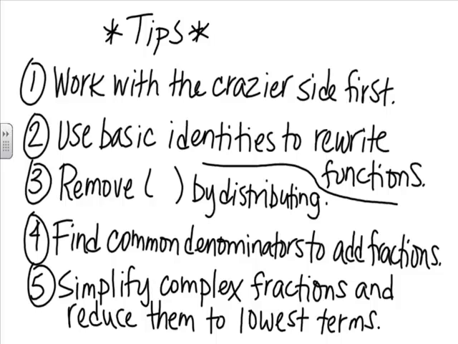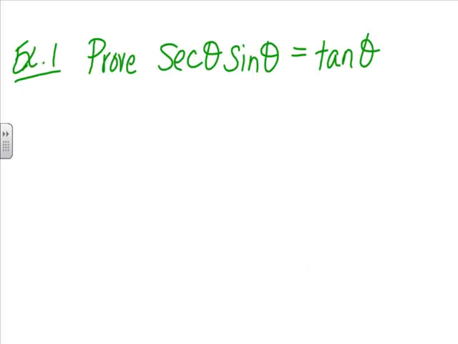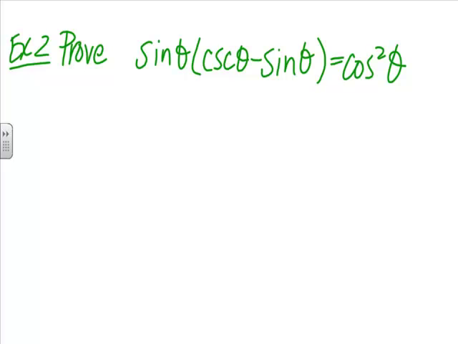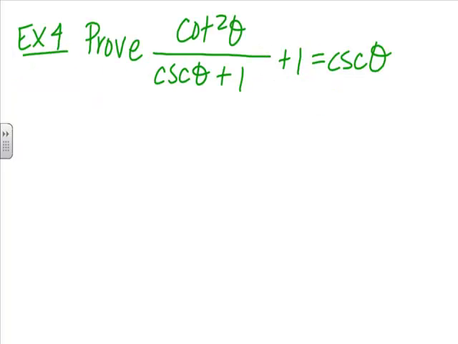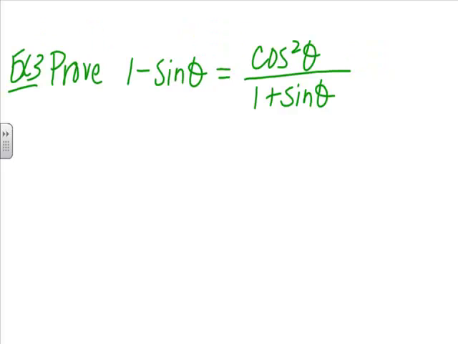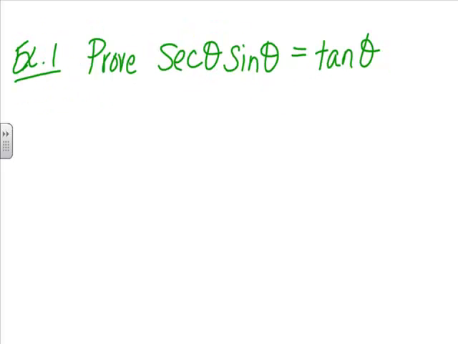Let me just give you a sample of the ones that we're going to do. So we're going to prove sec theta sine theta equals tan theta. We're going to prove sine theta times cosec theta minus sine theta equals cos squared theta. And without saying them, I'll just cruise through these other ones. Now they may look a little messy, but hopefully they'll make some sense to you in a minute.